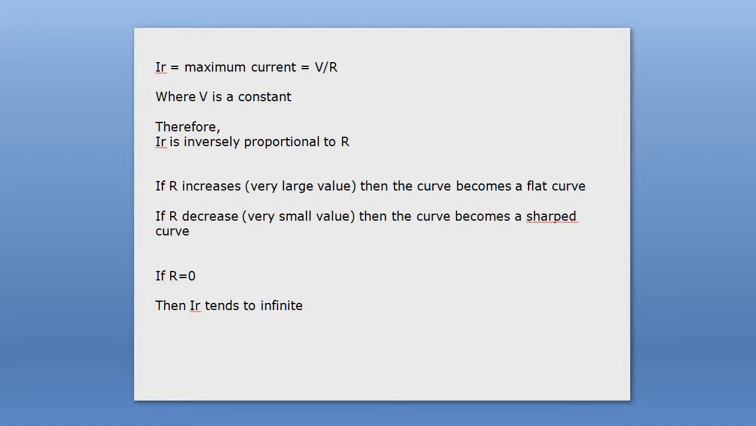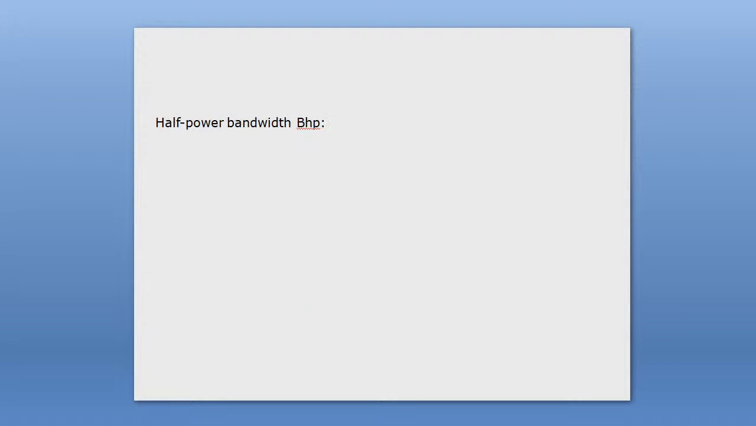We will choose the curve corresponding to a small R value. R value is small, very sharp curve. The sharp curve will give you the narrow band range. Now I will tell you the half power bandwidth. Half power means what? The power becomes half at this point.